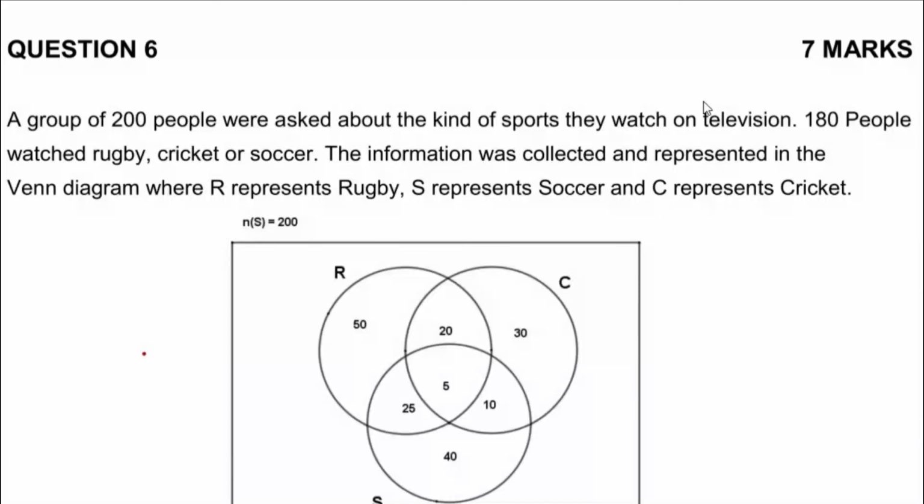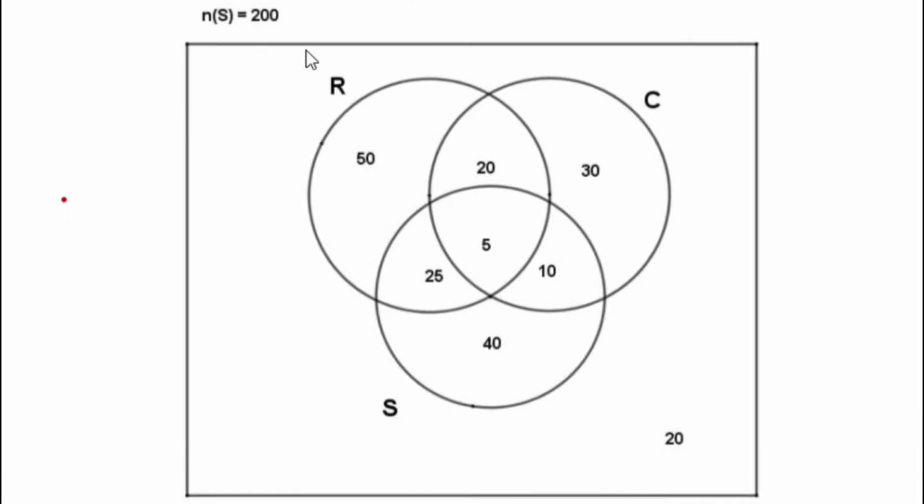A group of 200 people were asked about the kind of sport they watch on TV. 180 people watch rugby, cricket, or soccer. The information was collected and represented in a Venn diagram where R represents rugby, S represents soccer, and C represents cricket. So as you can see, this is a Venn diagram.